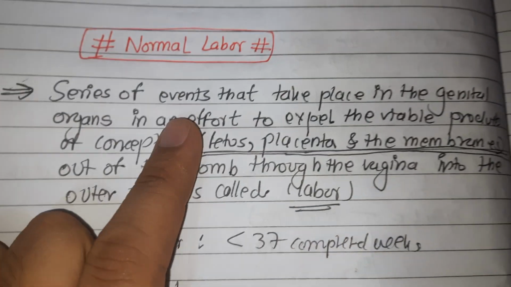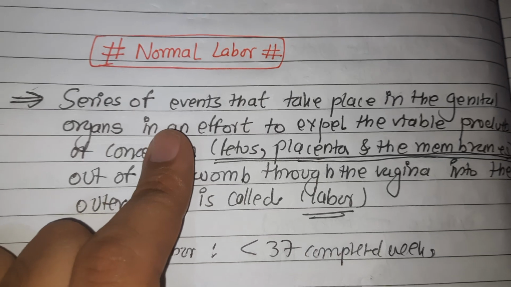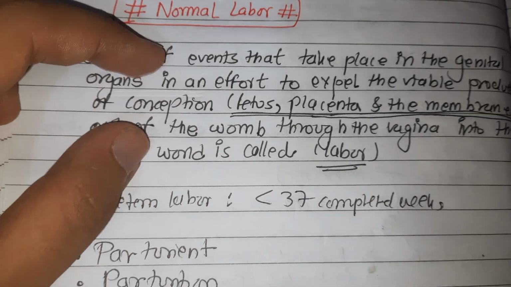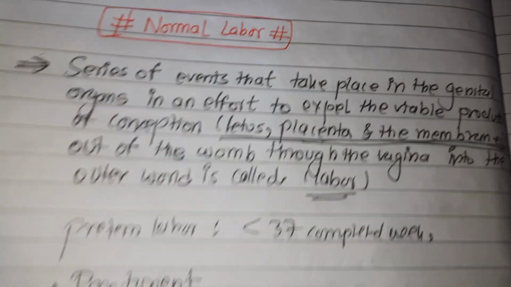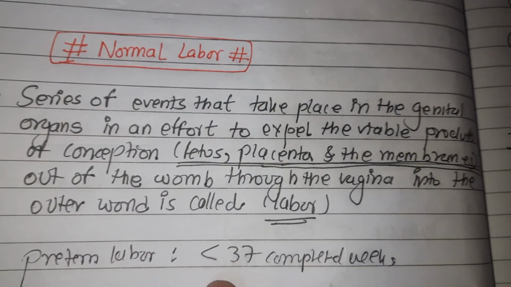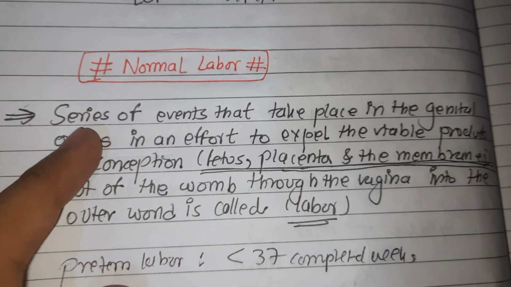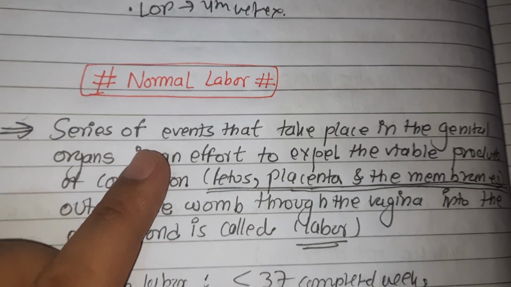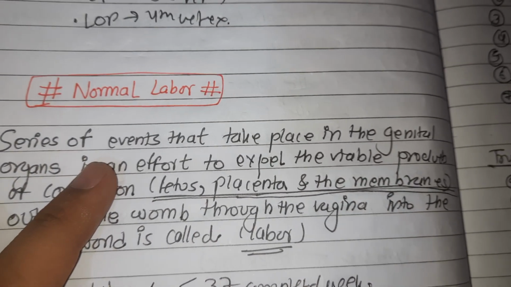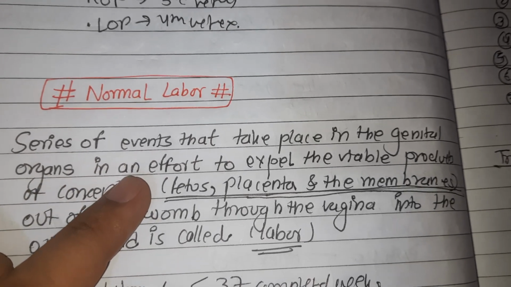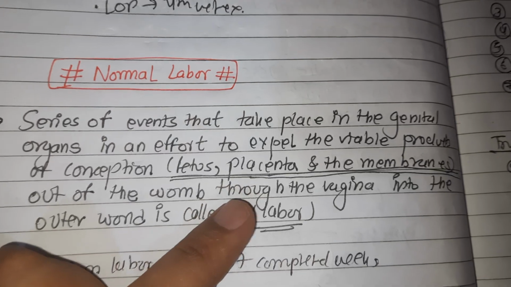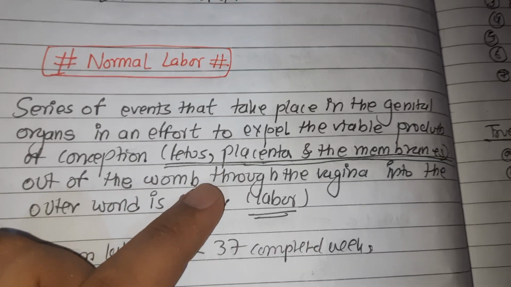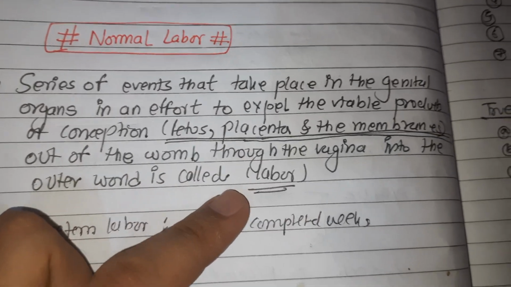Talking about labor, it is defined by a long definition taken from Dutta, and usually the teacher expects you to write this definition from the book as it is in the exam. So it is better to mug up this definition. What is labor? Labor is a series of events that takes place in the genital organs in an effort to expel the viable product of conception, that is the fetus, placenta and membranes, out of the womb through the vagina into the outer world, and it is called labor.